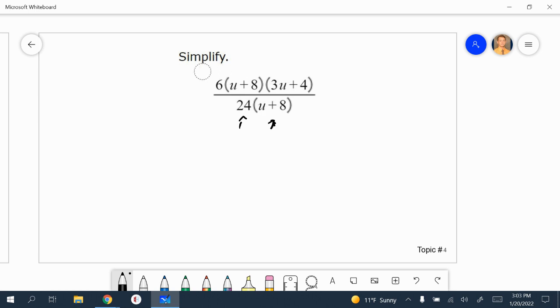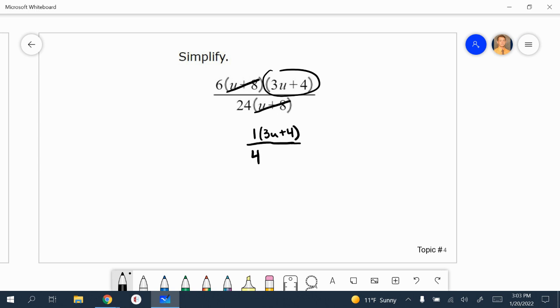Now, when all those things are being multiplied, all we need to do is cancel the ones that look alike. So, for example, on this one, u plus 8 and u plus 8 look alike. So those can be canceled. And then also 6 over 24 can be canceled down to 1/4. Then what are we left with? We've got this 3u plus 4. That can go on top. Not going to do anything with it.